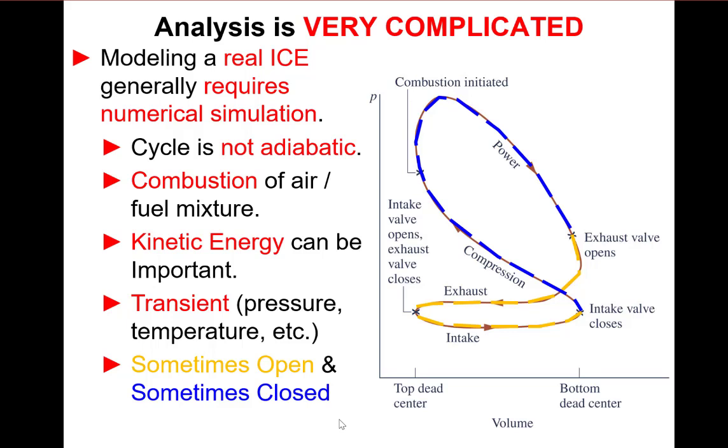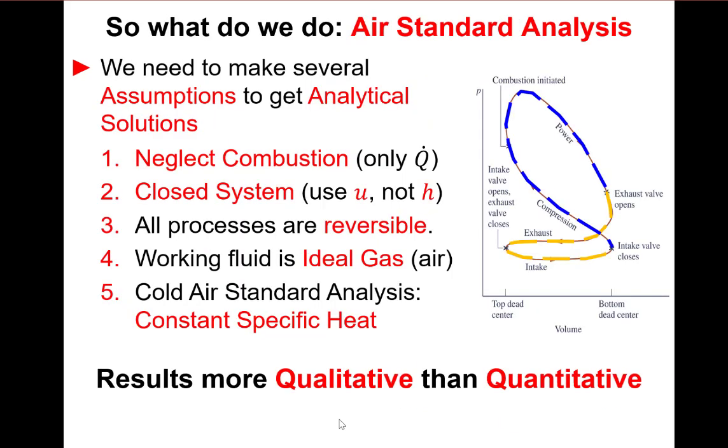So instead of dealing with a real-life internal combustion engine, in order to solve these problems with pen and paper, we make a bunch of assumptions. So we neglect combustion, right? We say instead that there's heat transfer coming into the system and going out of the system at certain points in the cycle. We always assume that the system is closed when we're talking about internal combustion engines, which means we use the closed version of the first law. Remember, delta E is equal to Q minus W. But after we make some assumptions, that becomes delta U is equal to Q minus W.